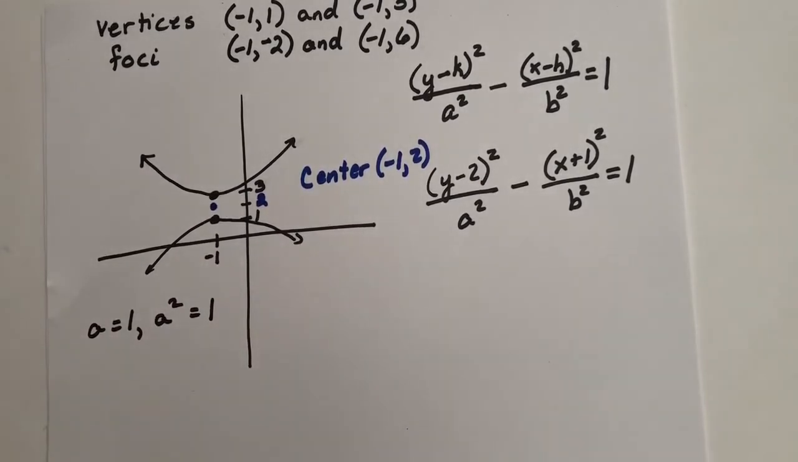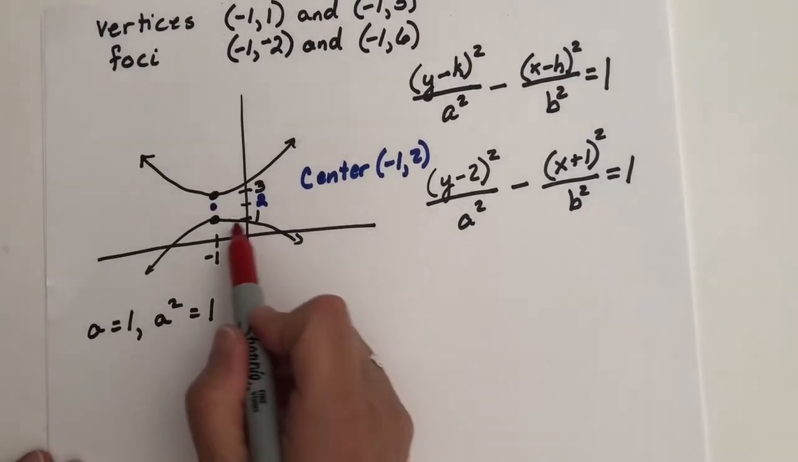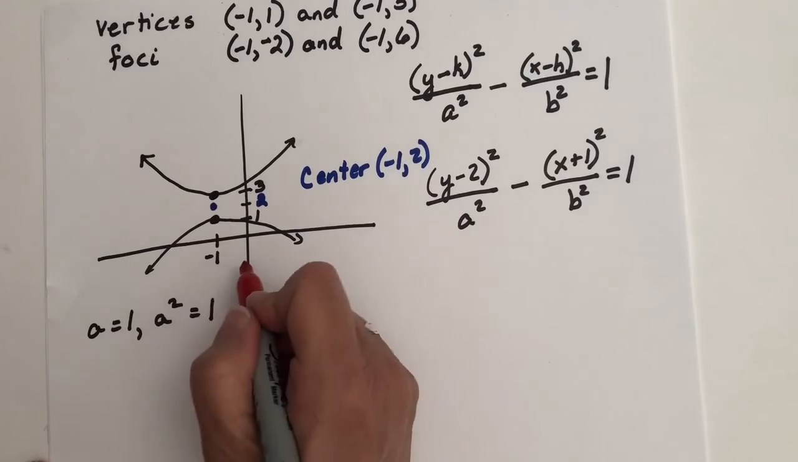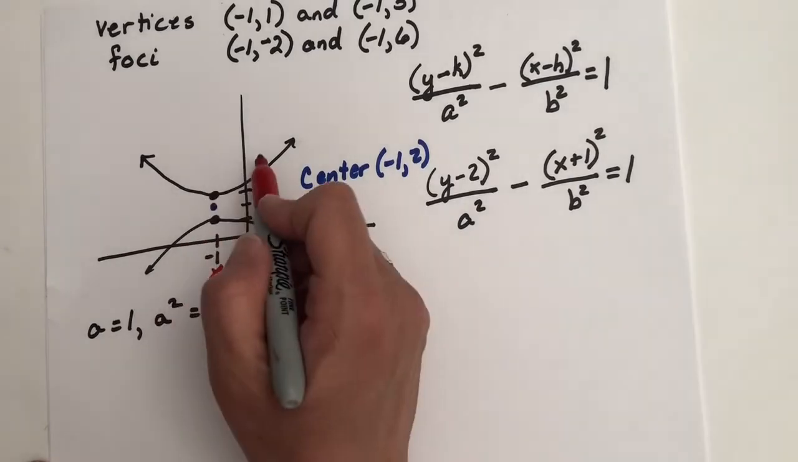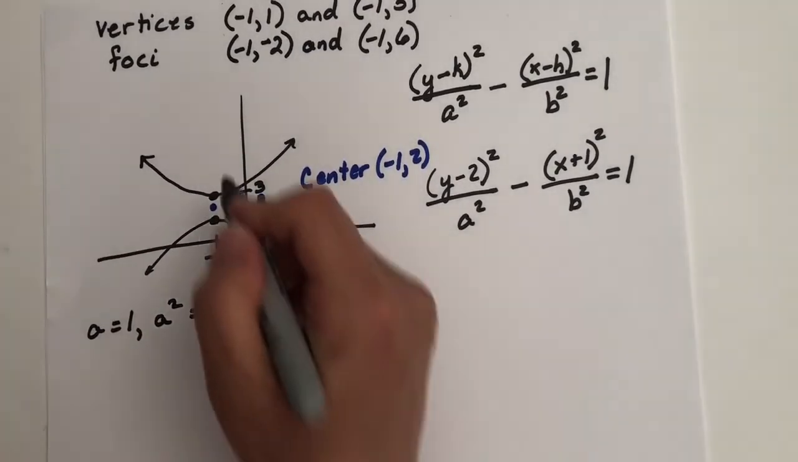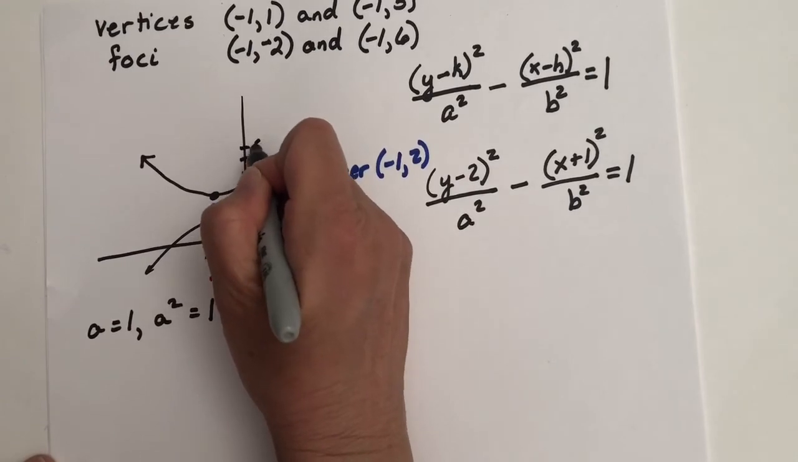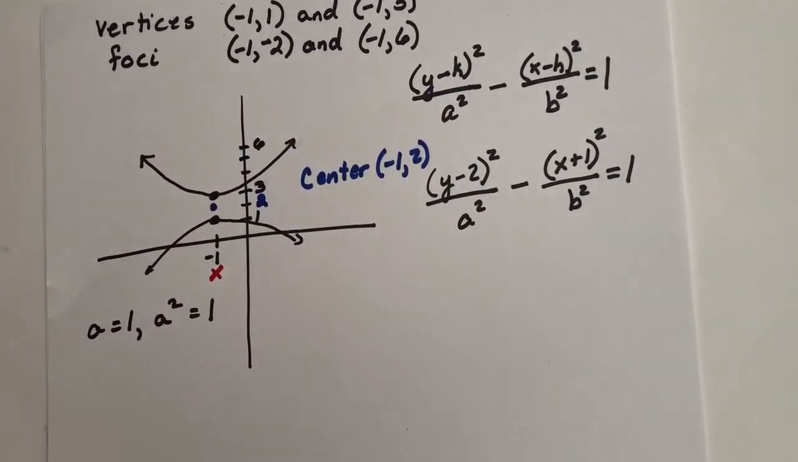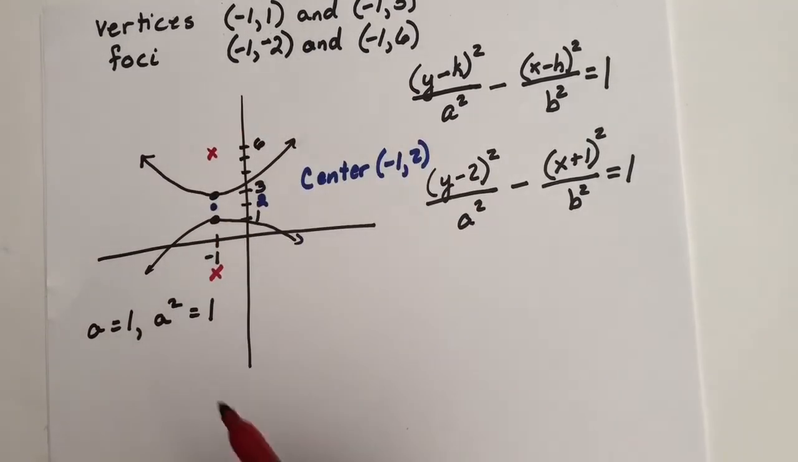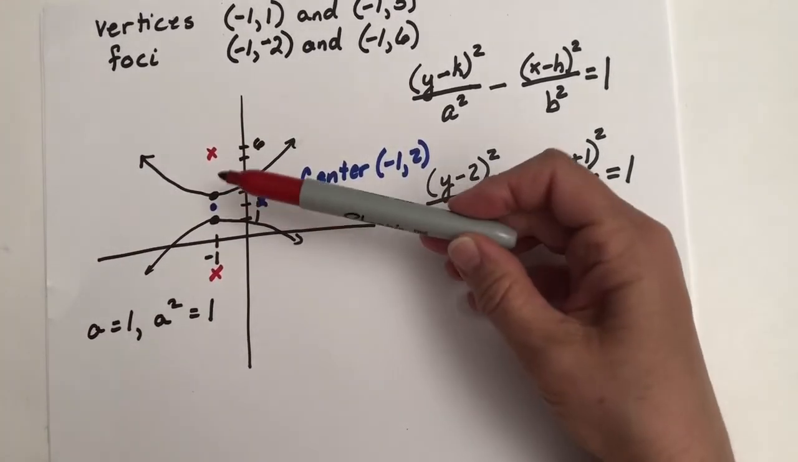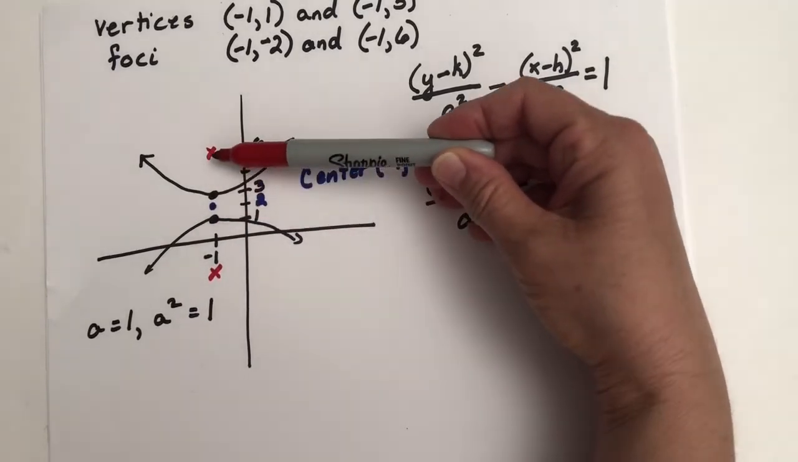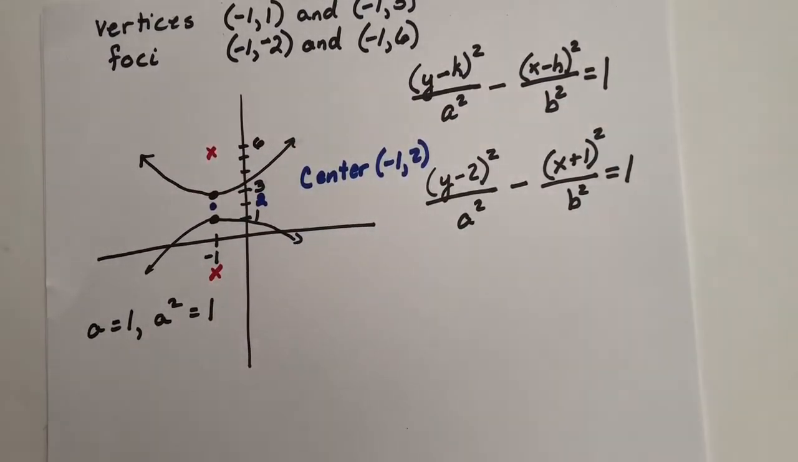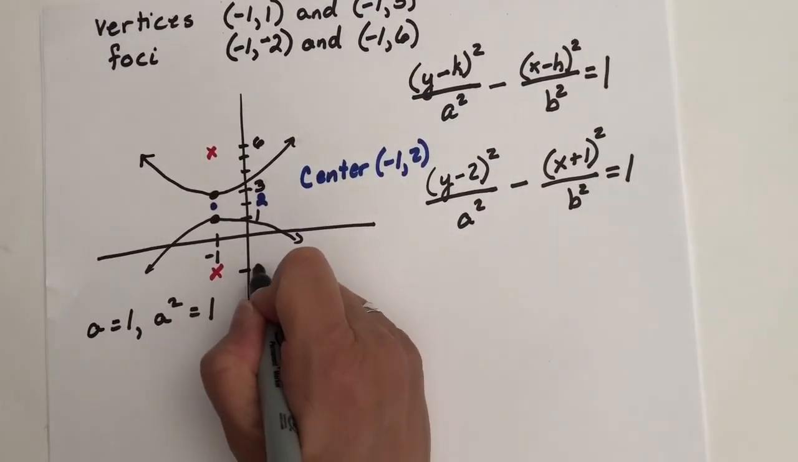Now let's put the foci in. Let's see, where were they? (-1, -2), oh, down here. And (-1, 6) up here. 3, 4, 5, 6 up here. So we can determine the c value if we see the distance from center to focus. So this one is up here at 6. This one is down here at -2.